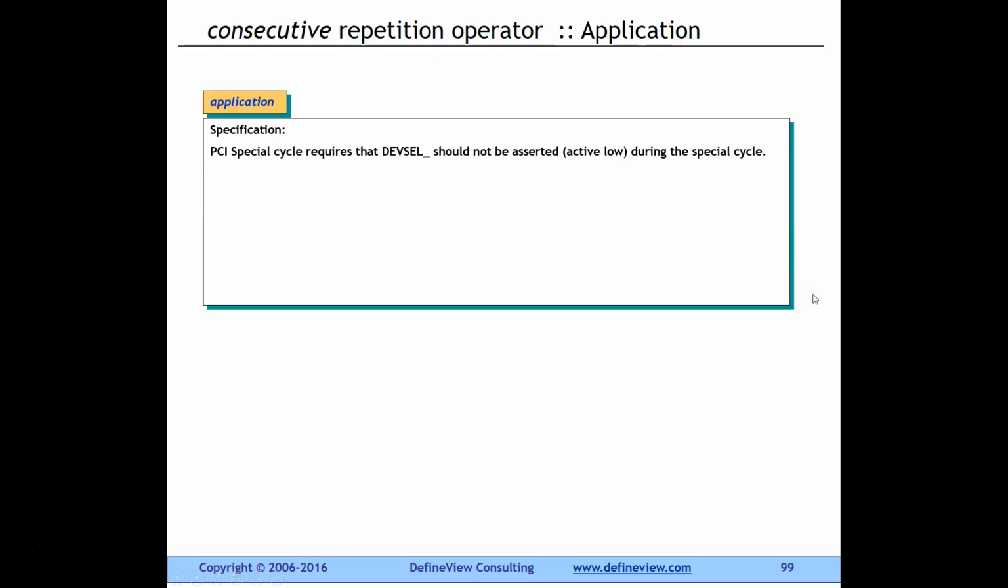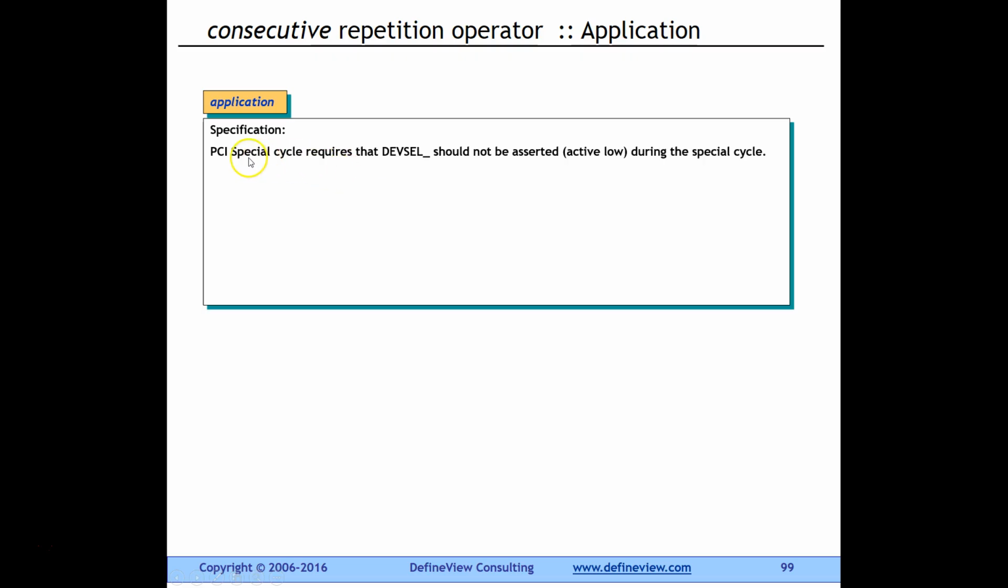Let's look at one more application. This is from PCI World. PCI is a parallel bus, as I said earlier, compared to PCI Express, which is a serial bus. In my days, PCI was the popular bus, so my examples are geared towards the parallel bus.